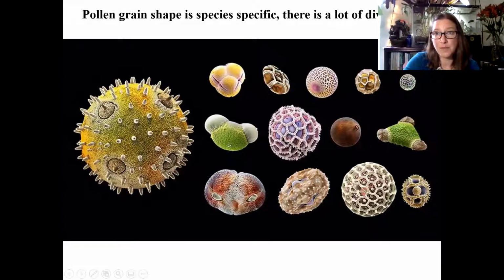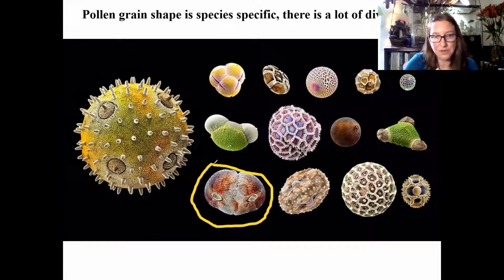Here are some scanning electron microscope images of pollen of angiosperms. There's a lot of different diversity and a lot of weird looking things. Whenever I look at this, to me, this looks almost like a lizard or something like that. It's like a little flying saucer. This one kind of looks like an olive to me.